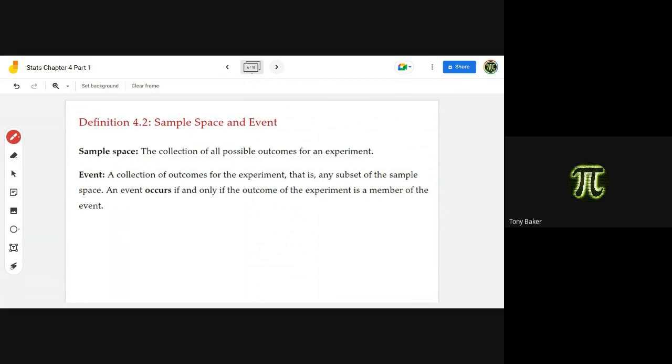So when we're talking about a roulette wheel, your sample space is 0, 00, and then 1 through 36. If you're talking about craps, that's the 36 dice rolls that you just saw. If you're talking about blackjack and poker, it gets a little more complicated.